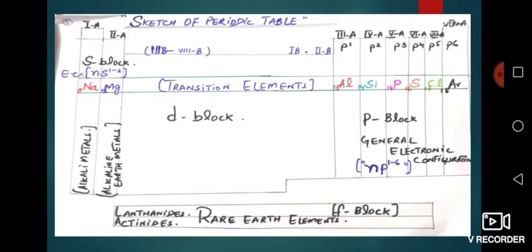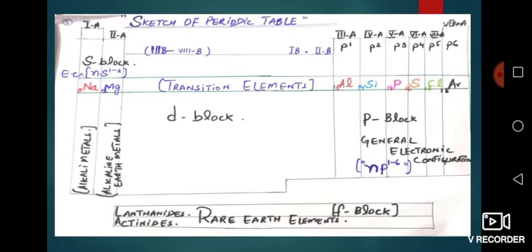Now the general electronic configuration of the S block, which is given below the S block on the left side, is ns1-2. Small n shows the number of shells or the period number, s shows the group, and the number 1 to 2, which is given on the top of the s, shows the number of electrons.